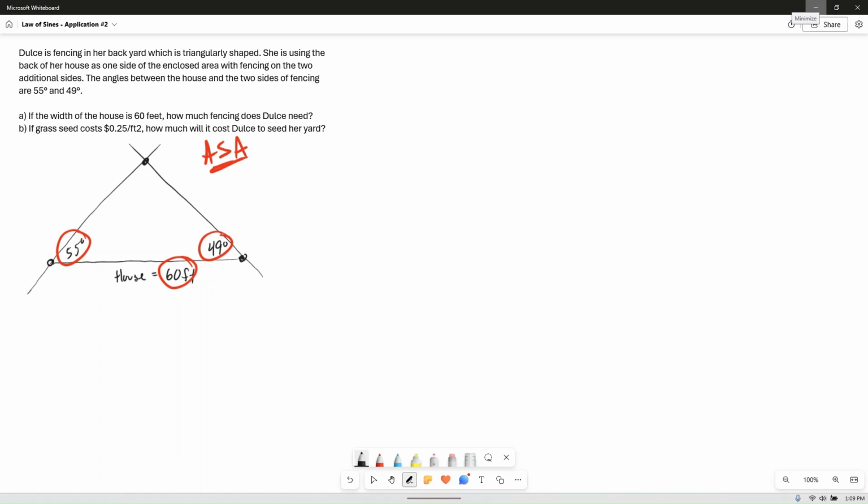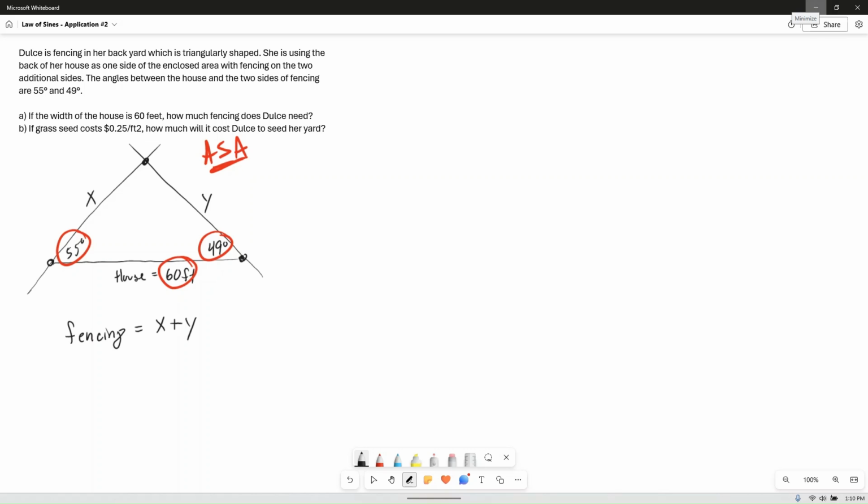Dulce wants to find how much fencing she needs, which means she's fencing the two sides of the triangle that don't correspond to the house. Let's call the side opposite 49 degrees x and the side opposite the 55 degree angle y. The amount of fencing Dulce needs is just the sum of those two lengths, x plus y. So I need to figure out the value of x and the value of y, and then add them together, and that will give us how much fencing she needs.